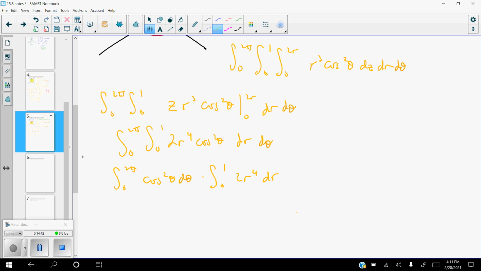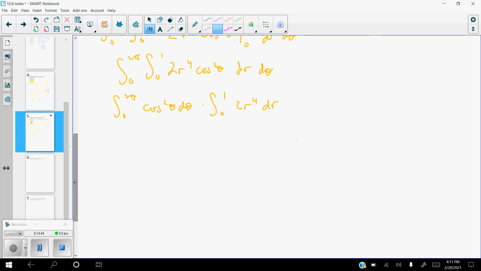All right, the cosine squared. In order to integrate cosine squared, we have to remember the identity which reduces a cosine squared function. And the identity for that one is 1/2 times 1 plus cosine of 2 theta. That is cosine squared. We need that to reduce it from a squared to a non-squared term. It's easier to take the antiderivative that way. And then the right integral here, we can go ahead and integrate. That's going to be 2/5 r to the 5th from 0 to 1.